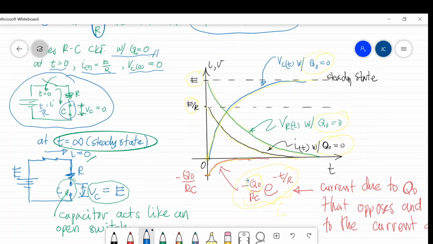So here ends my discussion on series RC transient.